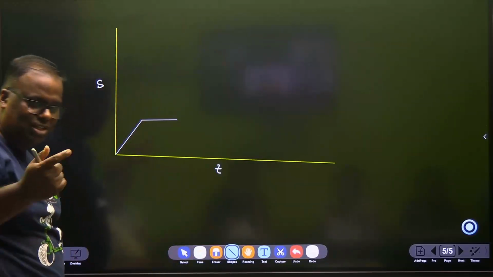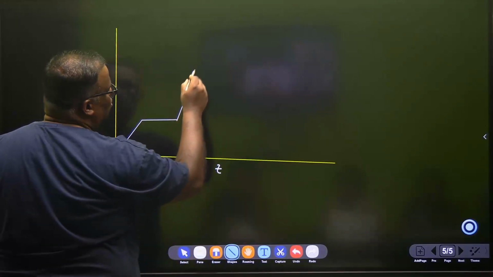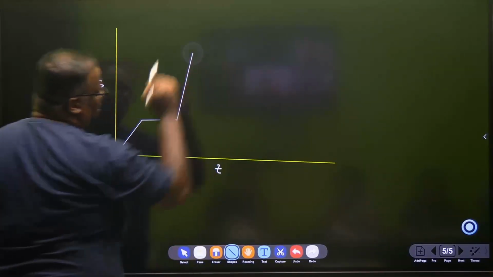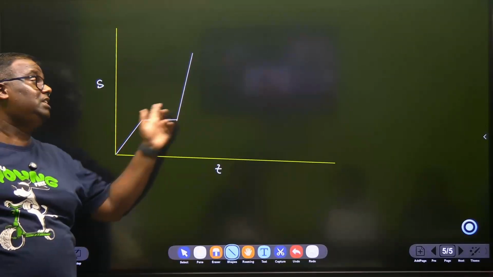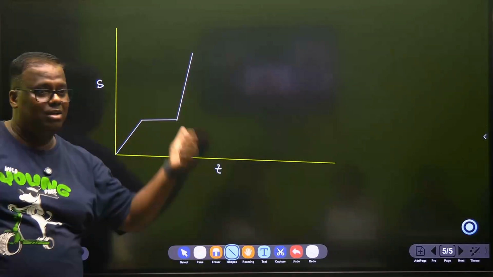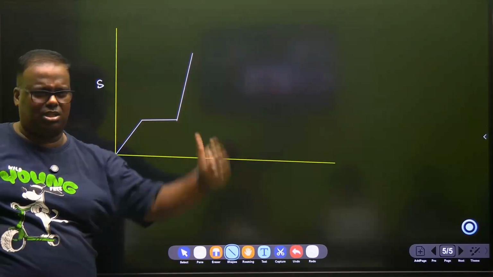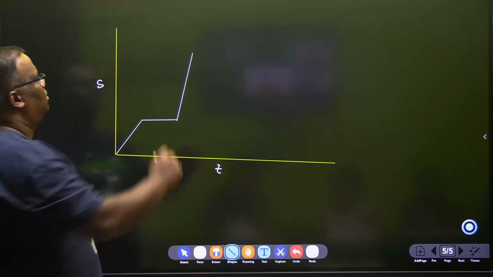So we want to increase our speed. If you increase your speed, don't you think now your slope will be a much steeper rise? This is also uniform velocity. This is also uniform velocity. But this is a velocity with a greater slope. The car is going fast. And now I have reached the second toll post.